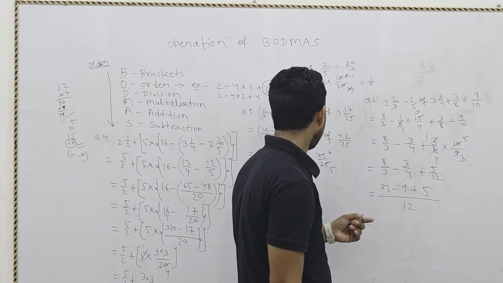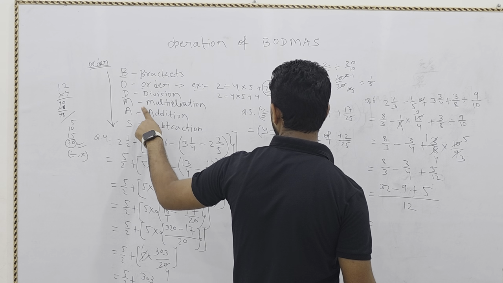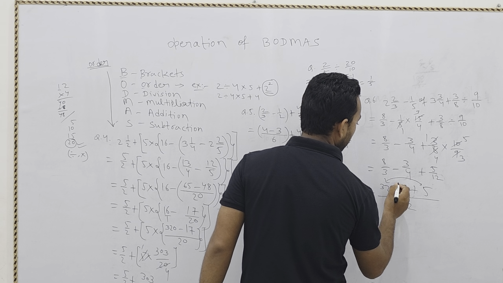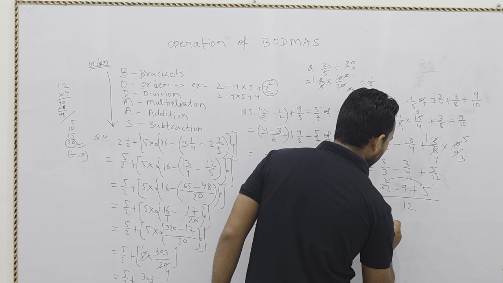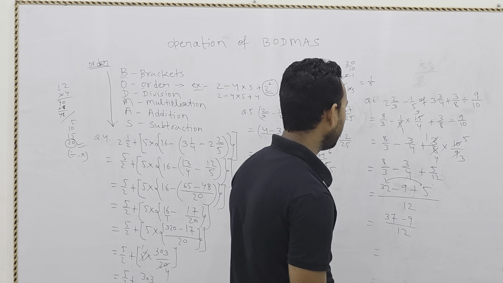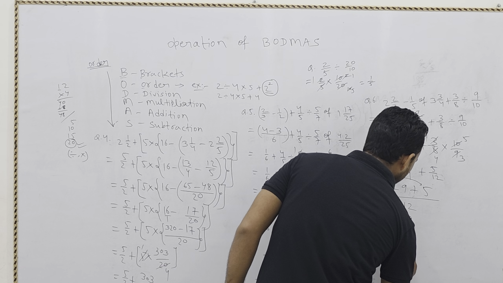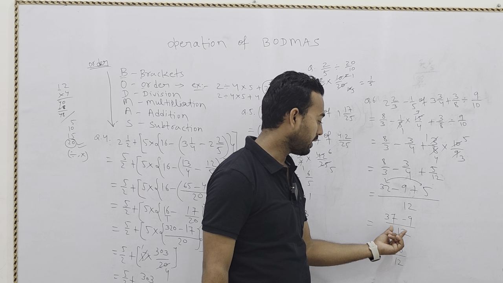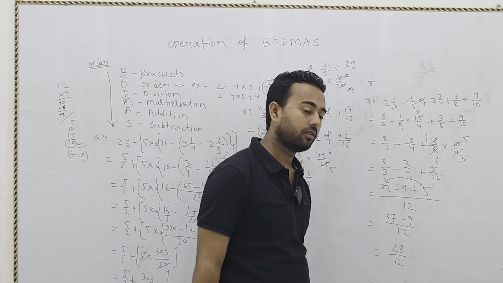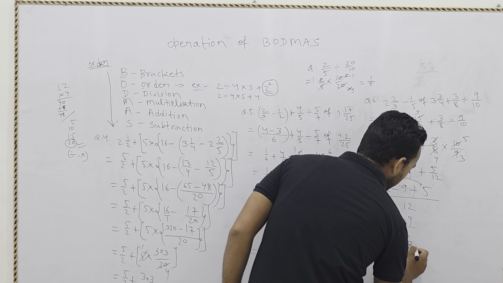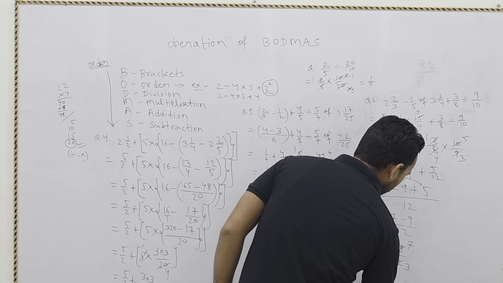So first what we will solve? We will solve this addition because addition comes before subtraction. So first we will add this one and this one. So 32 plus 5, 37 minus 9 by 12. So what we will get here after subtracting? We will get here 28 by 12. After simplifying we will get here what? 28 by 12 becomes 7 by 3. So now here we can cut: in the table of 4, 28 is 7 times and 12 is 3 times. So 7 by 3 is the correct answer for this question.